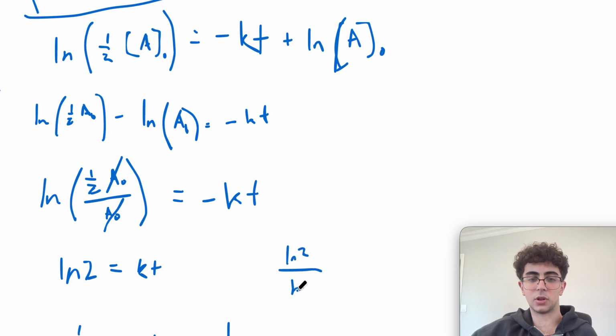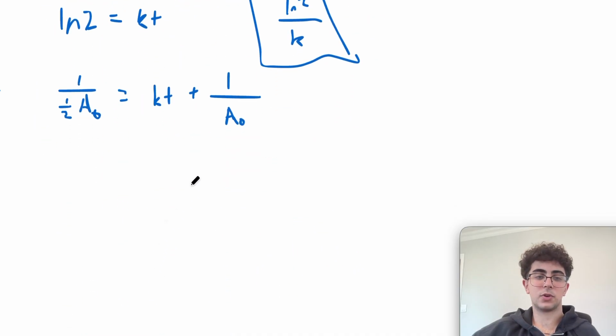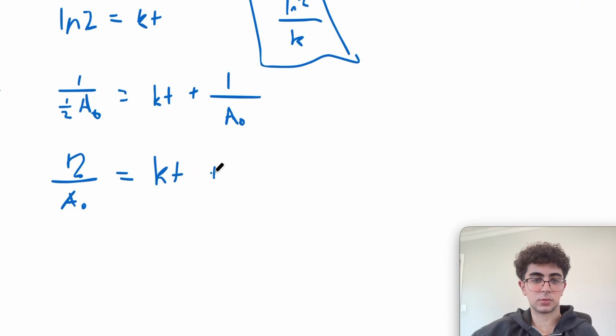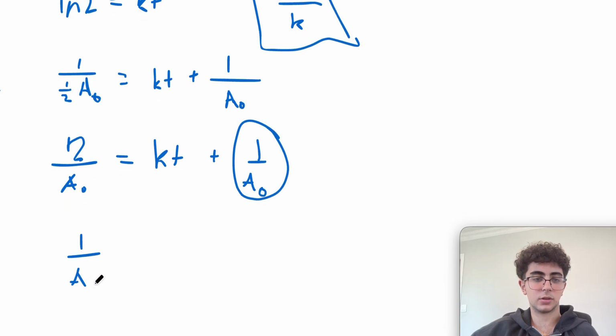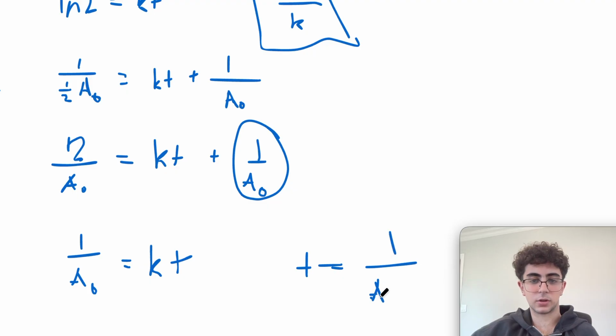This one's kind of tricky with the log laws, and this is the easiest to memorize, so I would just know this off the top of my head. And then for second order, we set it equal to 1/2 A naught. This is the same thing as 2 over A naught equals kt plus 1 over A naught. So if we subtract this term on both sides, we're going to get 1 over A naught equals kt. Divide by k on both sides, and you get t equals 1 over A0k. So that's how to derive your half-lives.